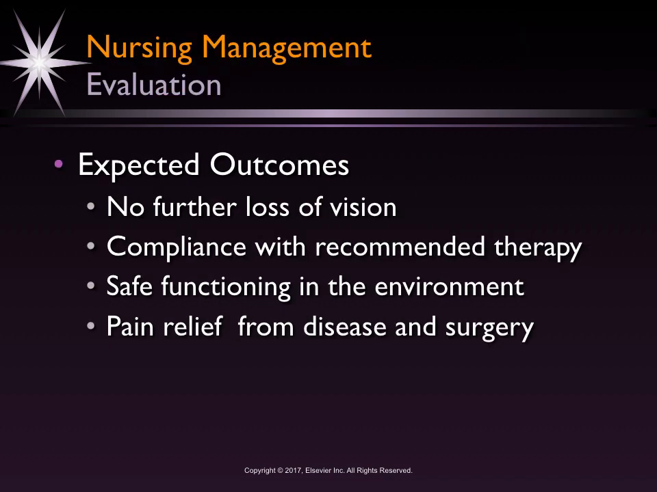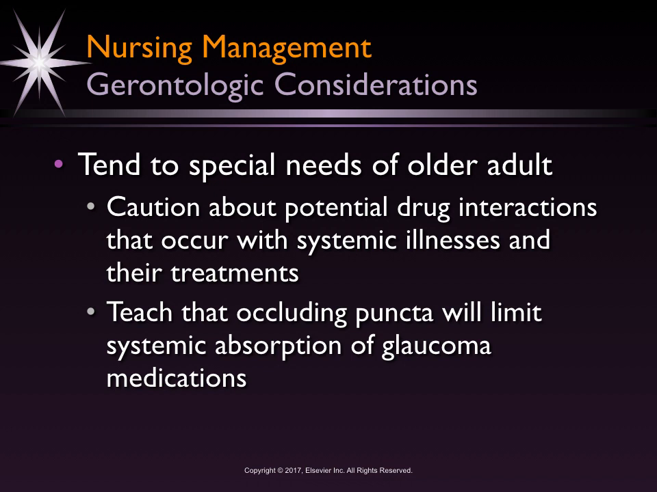As far as the expected outcomes, there should be no further loss of vision. There should be compliance with the recommended therapy, and there should be safe functioning in their home environments. They should also have pain relief from disease and from surgery. And when we're talking about disease, we're talking about disease of the eye.